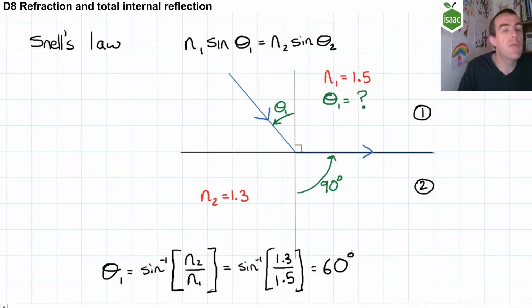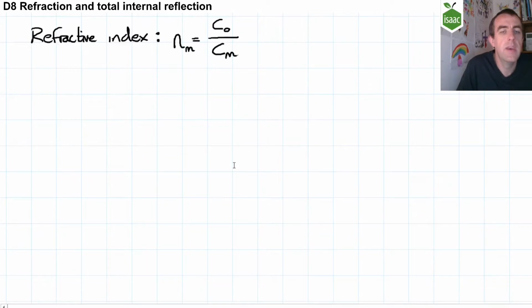Now we've mentioned refractive index quite a lot. What is refractive index? The refractive index of a medium, which I've indicated with a lowercase m as a subscript here, is equal to the ratio of the speed of light in a vacuum to the speed of light in that medium. In other words, it's a factor of how much light is slowed down within a medium compared to a vacuum.